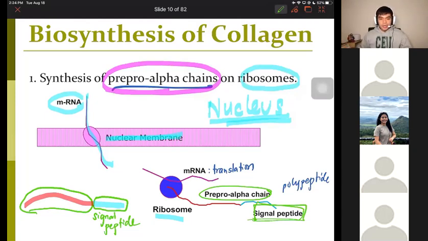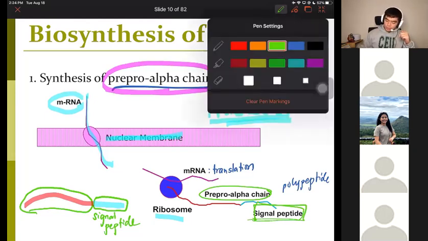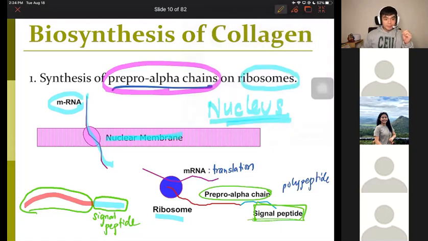Question? Question so far sa first step, basta nagawa ang pre-pro-alpha chain. Sa ang part, that is in the ribosome. Next, pwede na ako mag-continue? Okay. Now, i-highlight natin ang signal peptide.